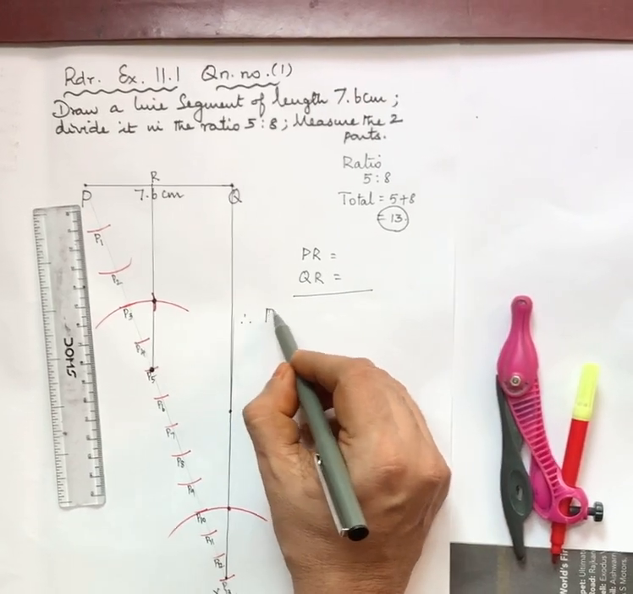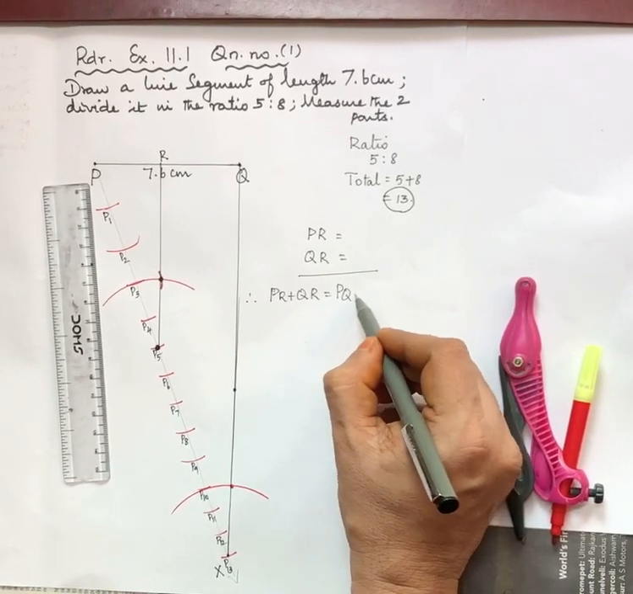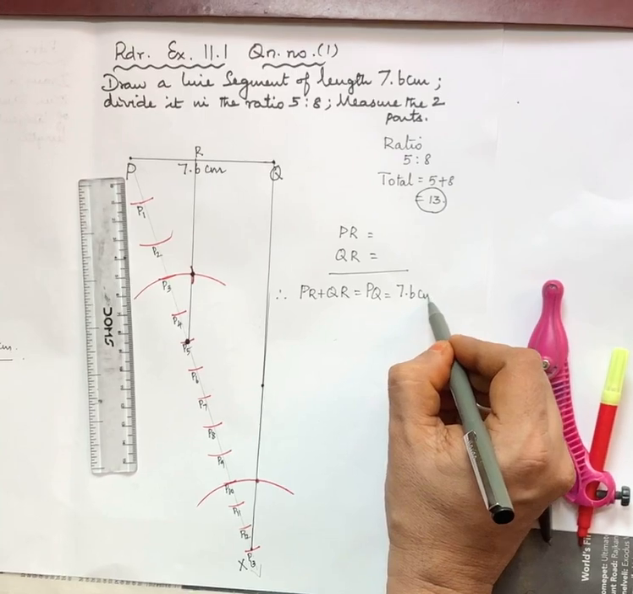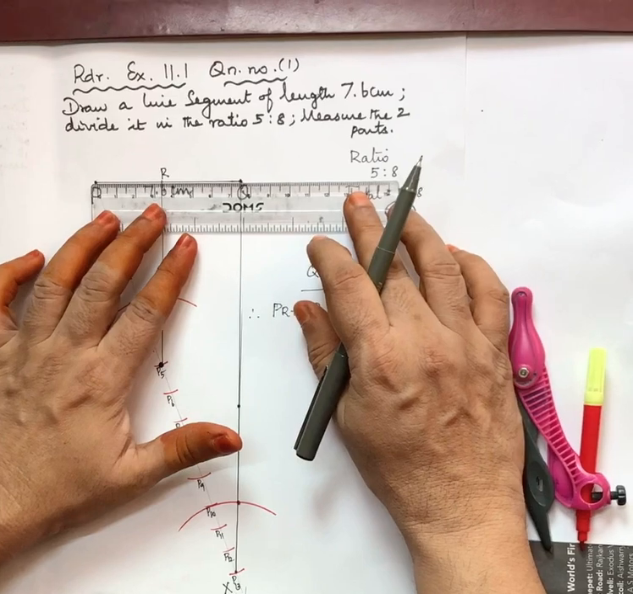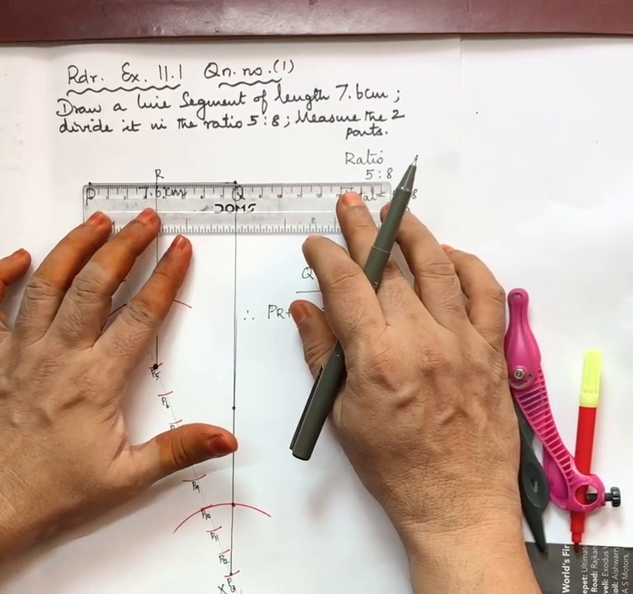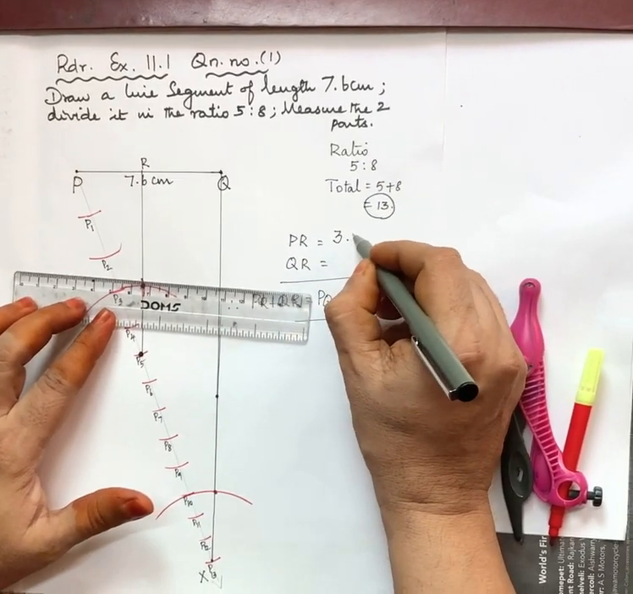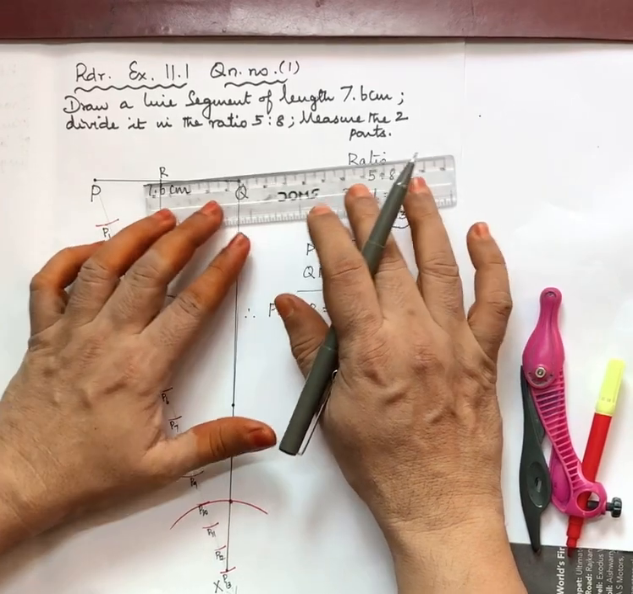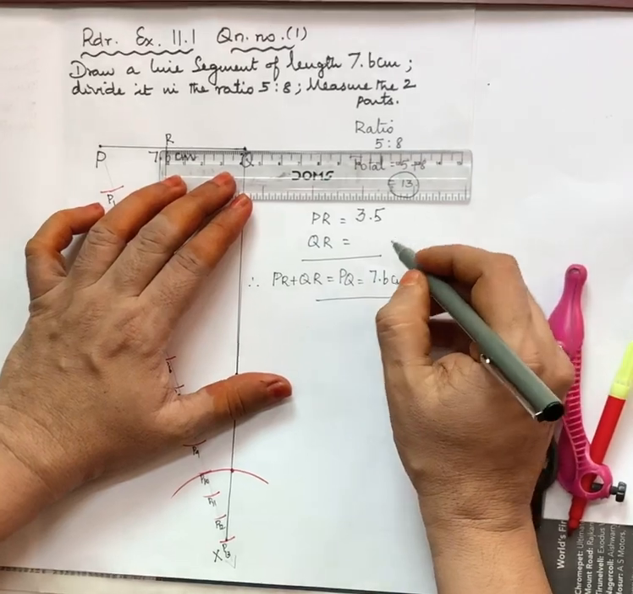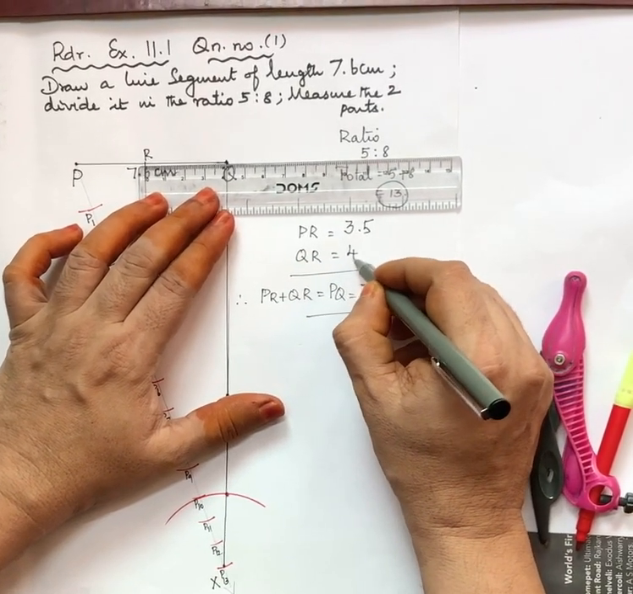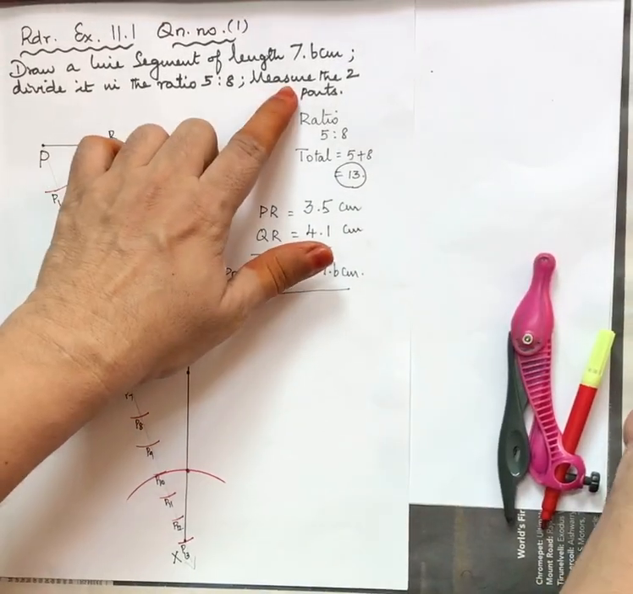Now you measure PR, measure QR. PR plus QR must be PQ, that should not exceed 7.6 centimeter. Now I try to measure it here. So here I am getting 3.5. Now here it is 4.1 centimeter. This is the third part of the question.